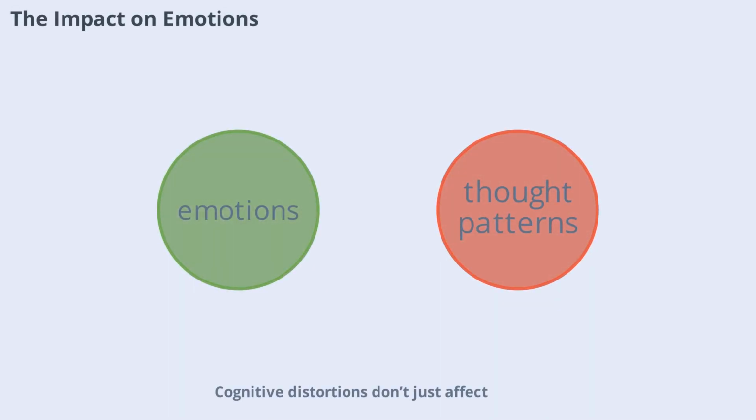Cognitive distortions don't just affect your thoughts, they also influence your emotions. When you fall into thinking traps, you might feel anxious, sad, or angry more often. These emotions can then reinforce the distorted thoughts, creating a cycle that's hard to break. By identifying and challenging these patterns, you can start to change how you feel and respond to life's challenges.